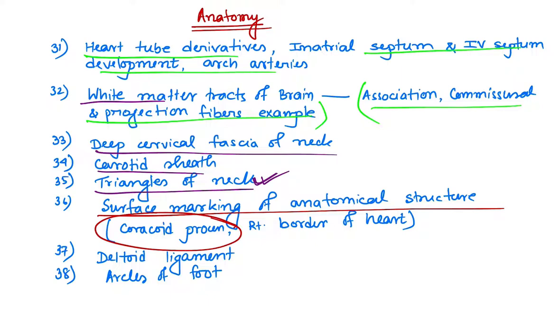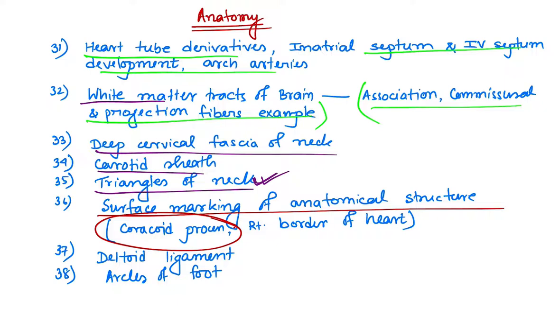Once in the INICET exam, they asked about the right border of the heart surface marking. They marked one line on the chest and asked what this line denotes. Actually that was denoting the right border of the heart. Similarly, in upcoming exams they may also ask the pleural level or level of lung at the midaxillary line, midclavicular line, in which space, so they can ask.